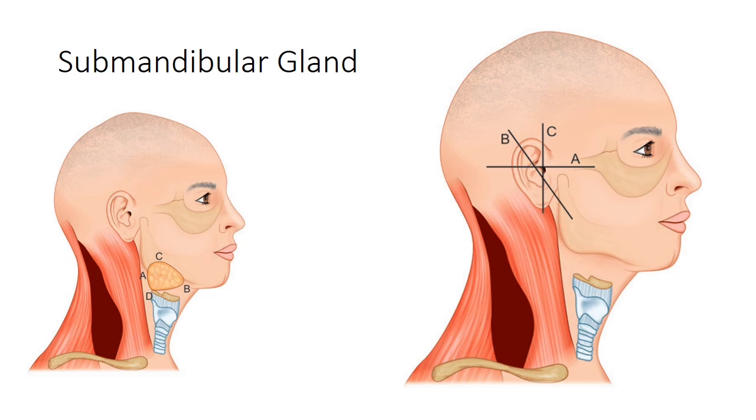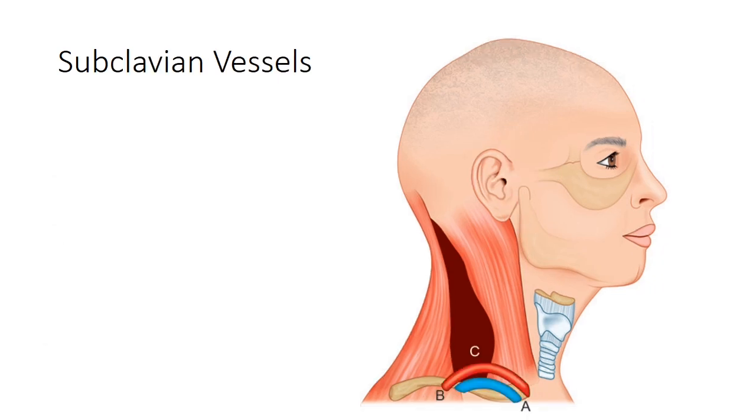Then we have the subclavian vessels. So the subclavian vessels are marked by the sternoclavicular joint, that is point A, then the middle of the lower border of the clavicle, that is point B, and a point 2 centimeter above the clavicle, midway between A and B. So this is our subclavian vessels. The subclavian vein lies within the concavity of the artery.